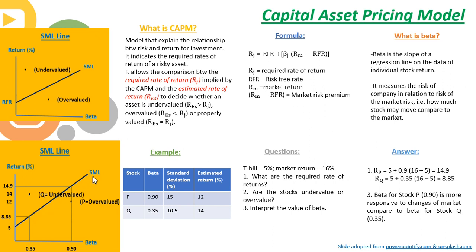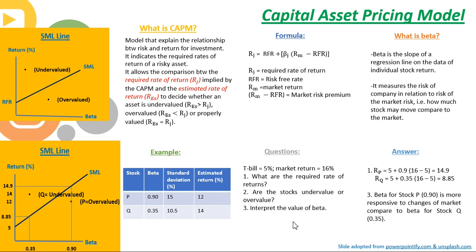Then you compare. For stock P, the estimated return is 12%, and the required rate of return is 14.9. The estimated return of 12 is located here. Therefore, because the required rate of return is larger than the estimated return, you will say that stock P is overvalued. On the other hand, the required rate of return for stock Q is 8.85. However, the estimated return is 14%, which is located here. Therefore, stock Q is undervalued.